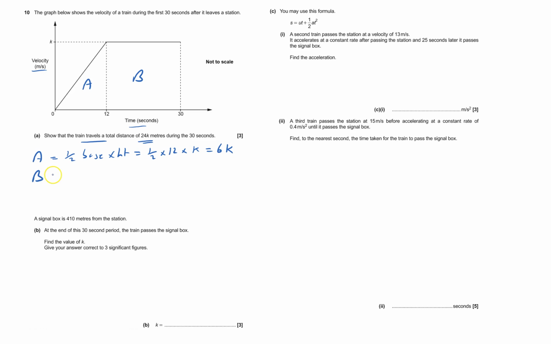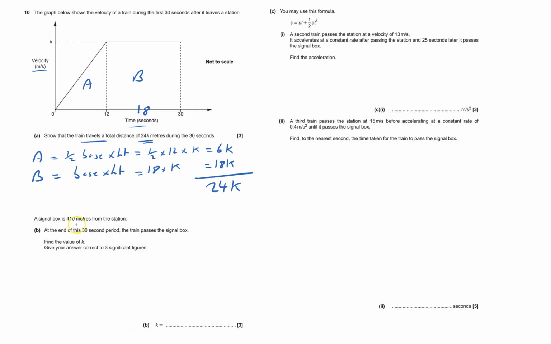And then we've got to work out what B is. B is a rectangle, so we don't have to halve it, it's just the base times the height. It goes from 12 to 30, so the base there is 18, times the height, which is still k. So that equals 18k. We add those together, we get 24k. So we've done the first part.